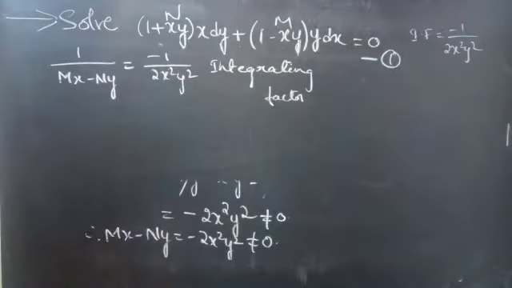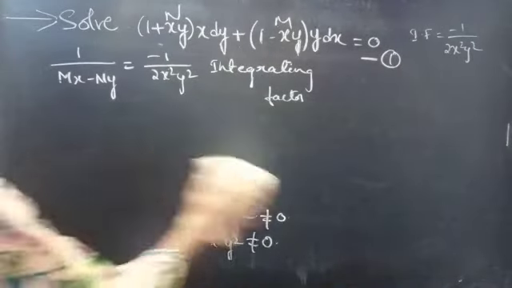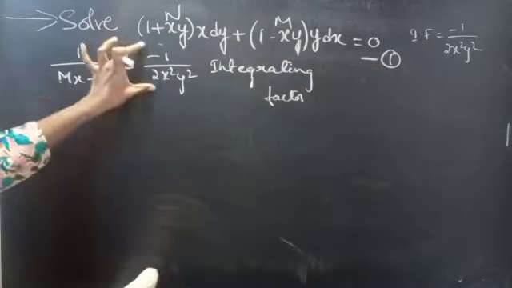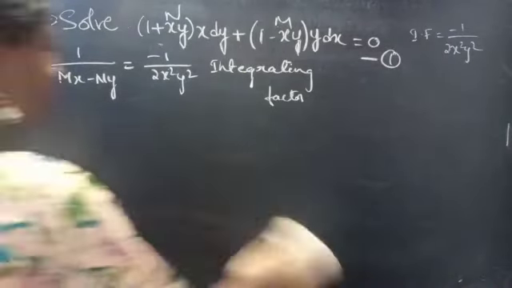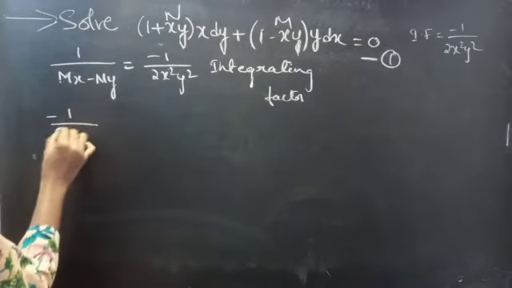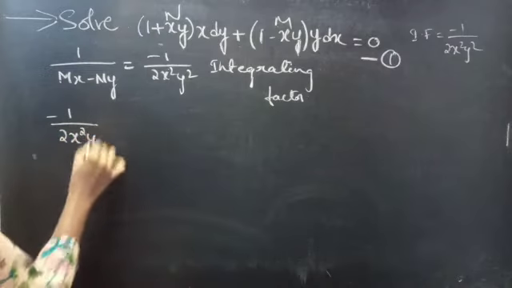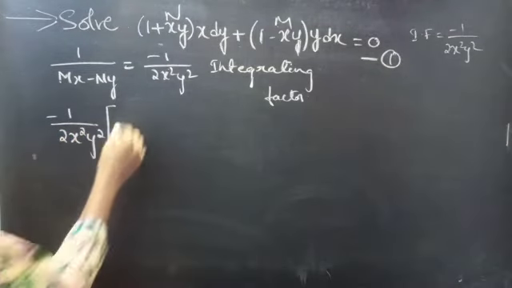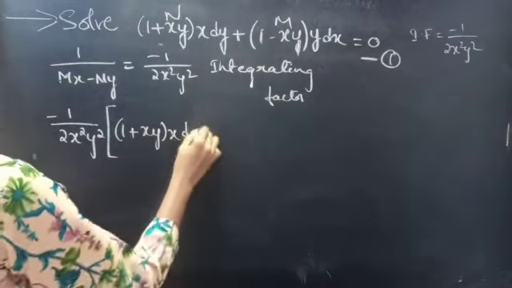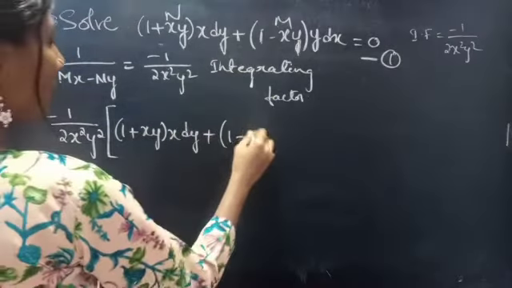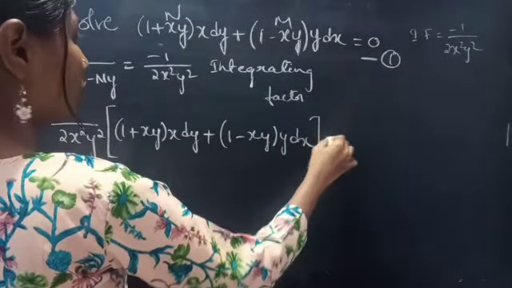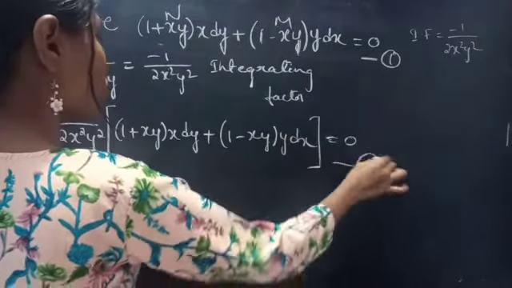Right. Now, the given equation is reduced to an exact equation by multiplying it with this integrating factor: minus 1 by 2x square y square into (1 plus xy) into x dy plus (1 minus xy) into y dx equals 0. Consider it as equation 2.